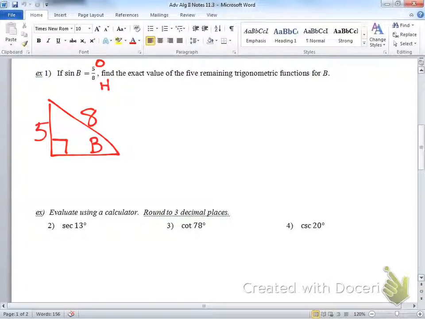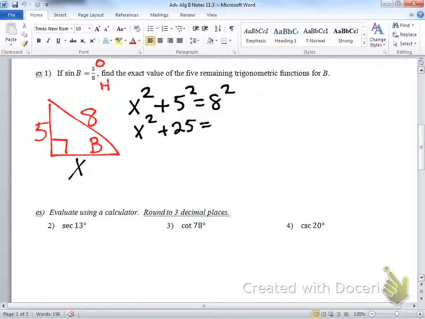When you are missing a side of a right triangle, do you remember how you can find it? A squared plus B squared equals C squared. So I'm going to do x squared plus 5 squared equals 8 squared. It's the Pythagorean theorem. Aren't there families? There are families, but this is not one of them. 3, 4, 5 is a family, but there's no family that includes 5 and 8. I think it's 5, 12, 13.